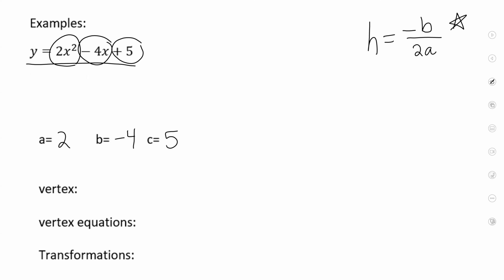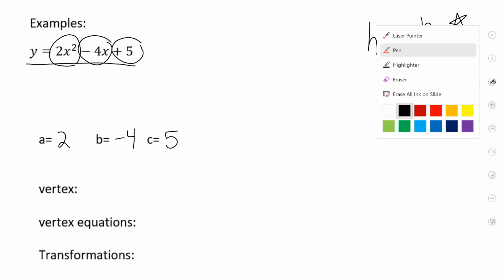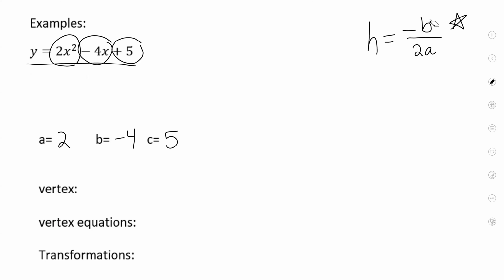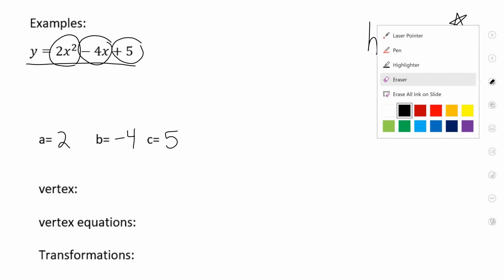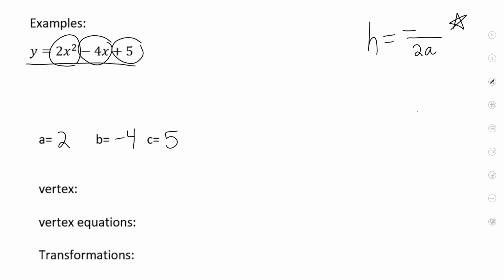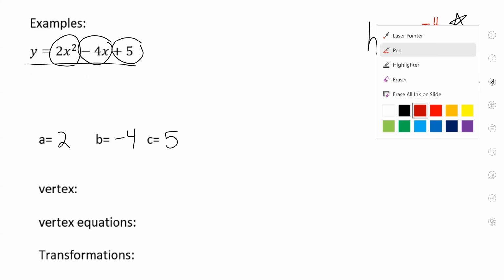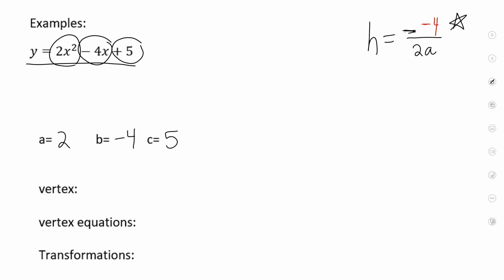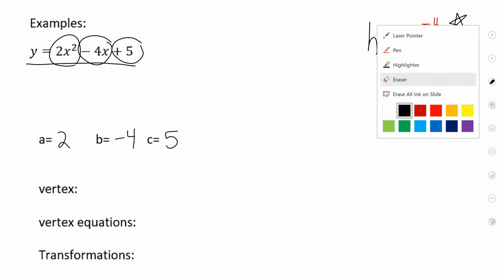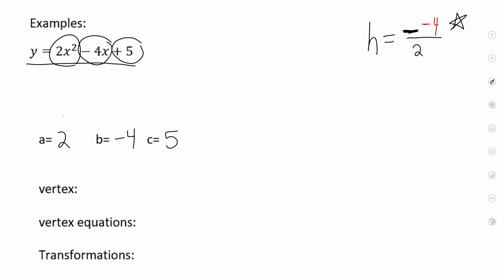Now we're going to put it into this equation. So I'm going to erase the b. And what do I put there? Negative 4. Do not erase the minus sign. The minus sign is already a part of the equation. Keep it there. I'm going to erase the a, and what should I put there? 2. We just said a is 2. So I'm going to put a 2 here.